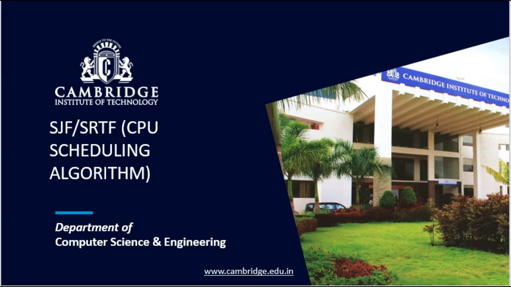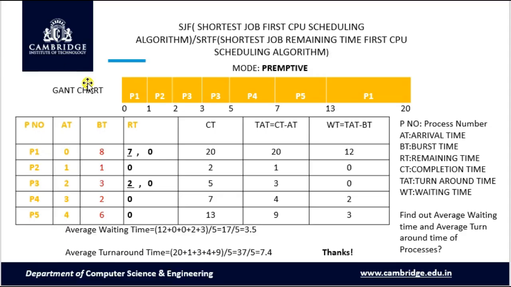Today's topic is the SJF, Shortest Job First CPU Scheduling Algorithm. It is also called SRTF, the Shortest Remaining Time First CPU Scheduling Algorithm. The CPU is going to analyze which job or process is going to take less time to execute, so that particular job is going to be scheduled.